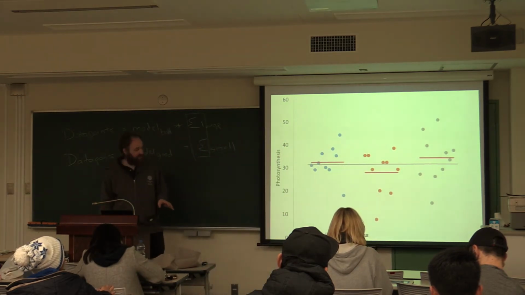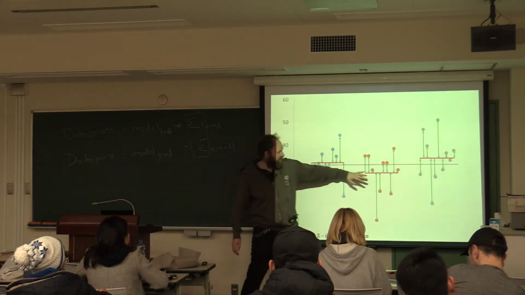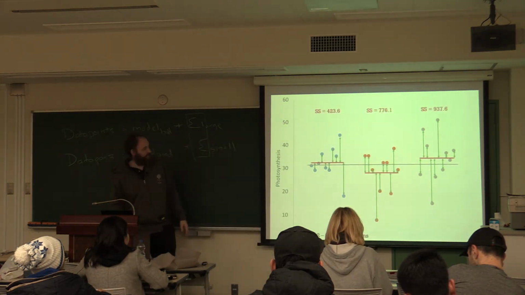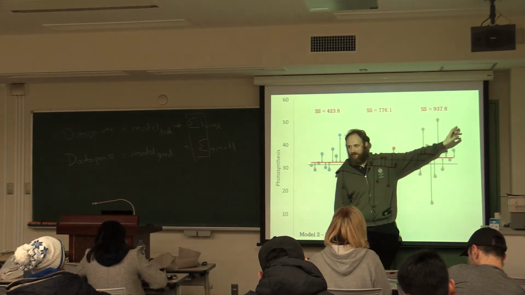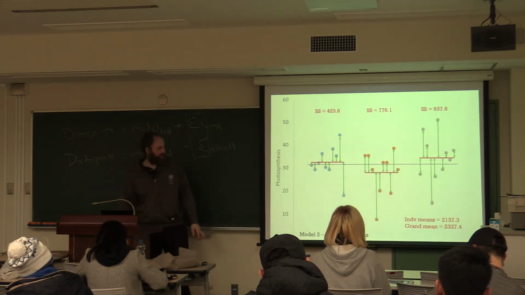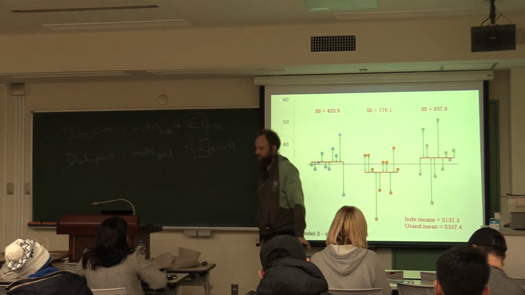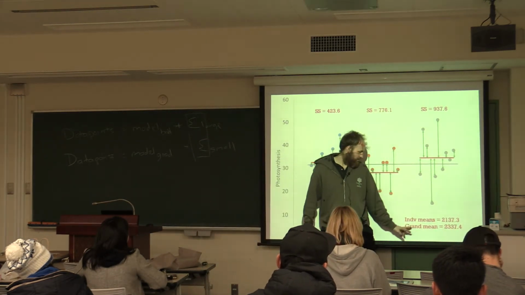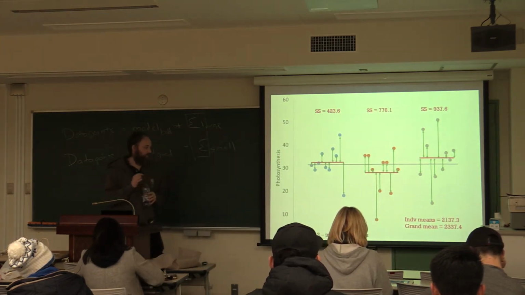We're going to calculate the sum of squares for these. You calculate the sum of squares for this one, and then this one, and then this one. We get values of 424 for here, 776, and 937. And if we add those all up together, it gives us a value of 2,137. So our null model gave us 2,337. Our individual means model gives us 2,137. So there's not so much difference between those two.